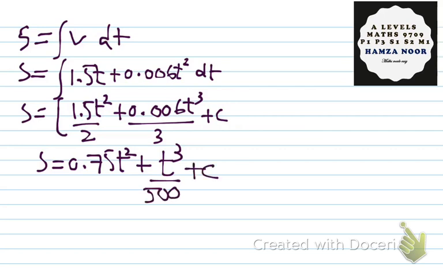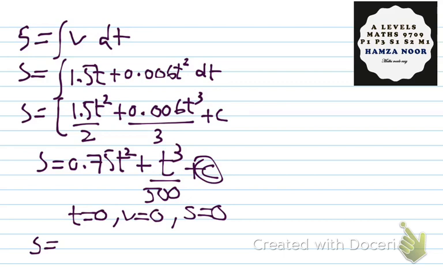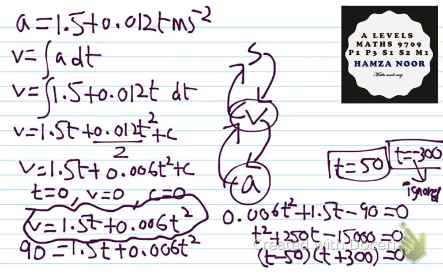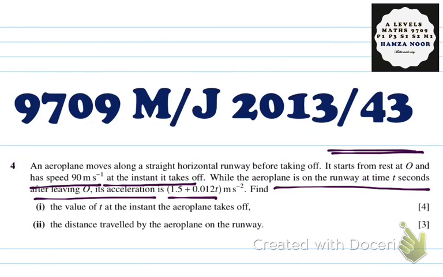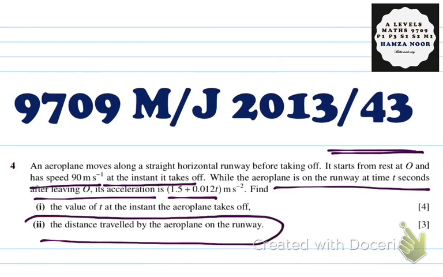plus c. At the instant when t is equal to 0, the velocity was also equal to 0, so the displacement was also equal to 0 because the aeroplane is starting from rest, so c is also equal to 0. So s is equal to 0.75 t squared plus t cubed over 500. All you need to do is find the distance traveled by the aeroplane on the runway.